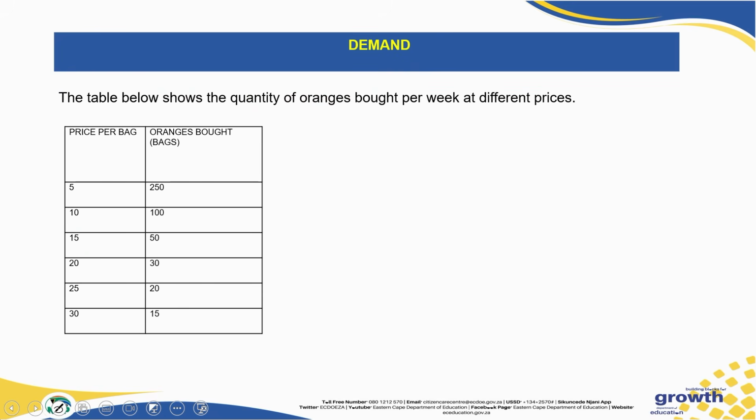When we draw the graph, this is an example of the information that we'll use to draw a graph. We have the price of the product. We have the oranges that are bought in bags. So when we're drawing the graph, we'll use this information that we're given. The table below shows the quantity of oranges bought per week at different prices. So draw a line graph illustrating the quantity of oranges that are bought per week at different prices. When you're drawing the graph, you need to have the caption.